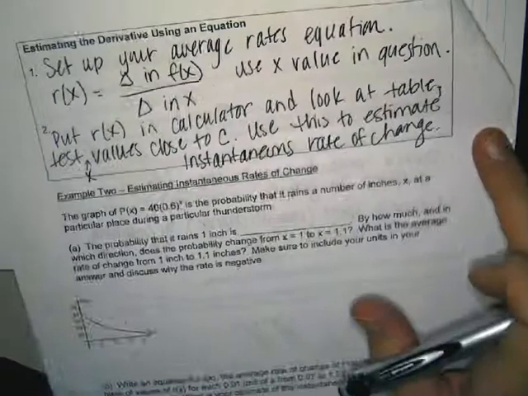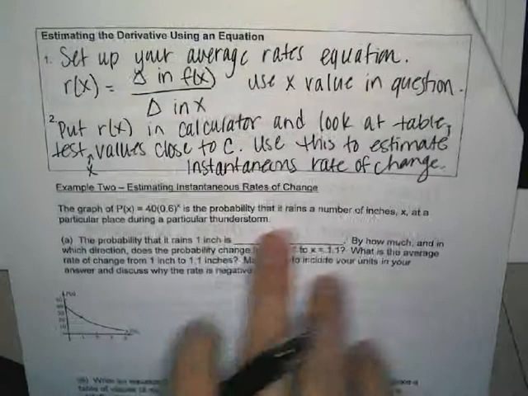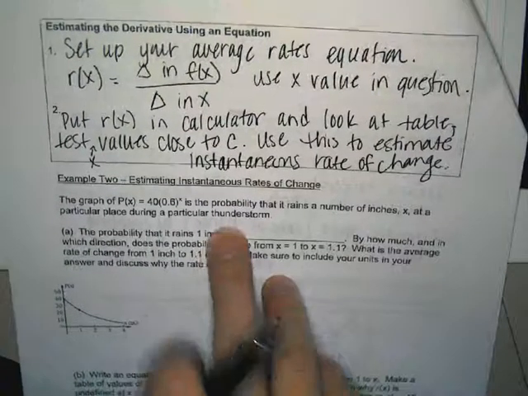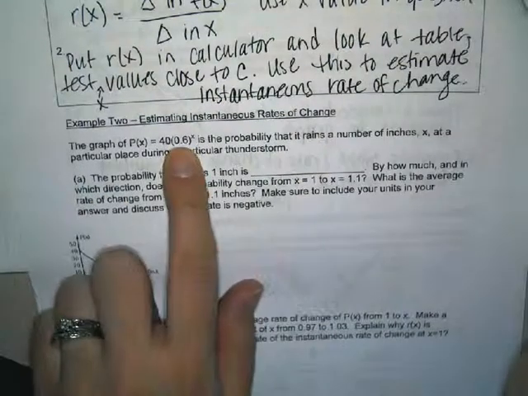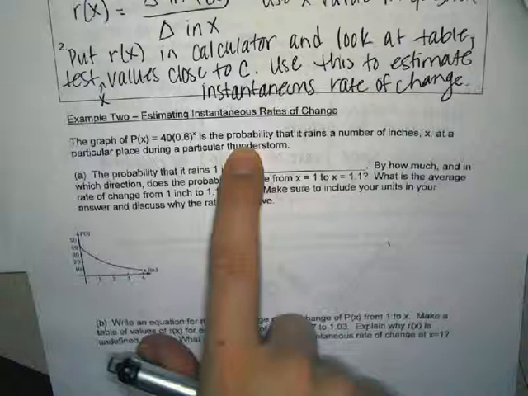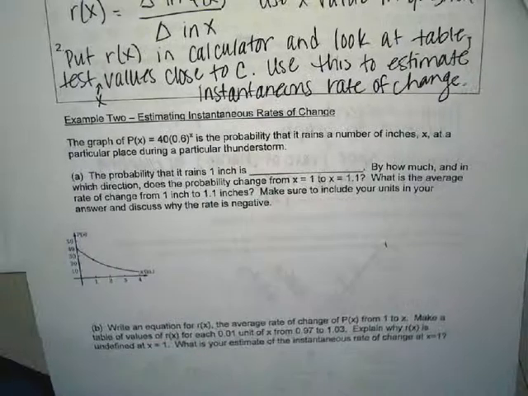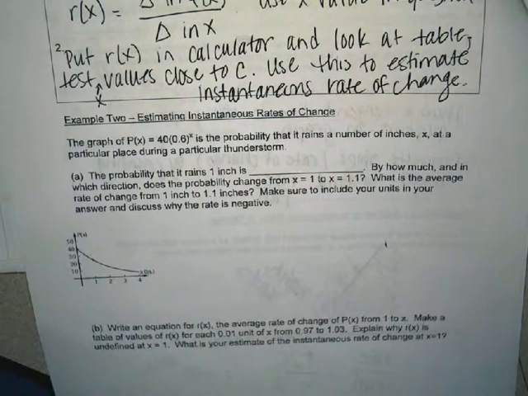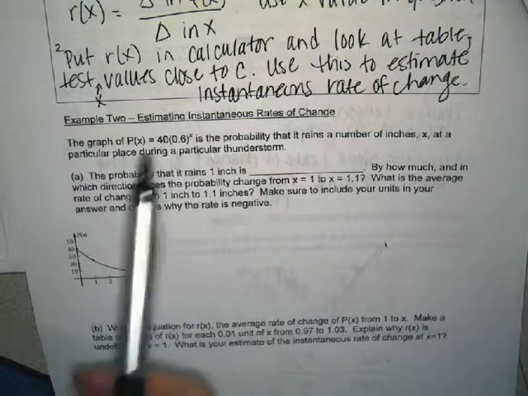By how much and in what direction does the probability change from x equals 1 to x equals 1.1? So it's asking for a rate of change here, and whether it's positive or negative. Is it going to decrease or is it going to increase? What's the average rate of change from 1 to 1.1? Make sure to include your units and discuss why the rate is negative. We're not getting to this part quite yet. Here we're just working out what type of rate of change it is. Is it asking for instantaneous? No, it's asking for average.